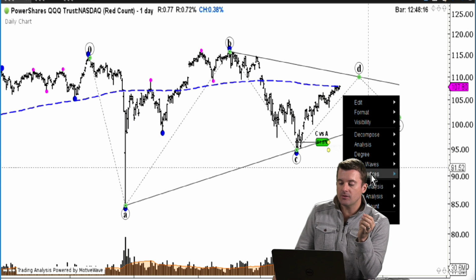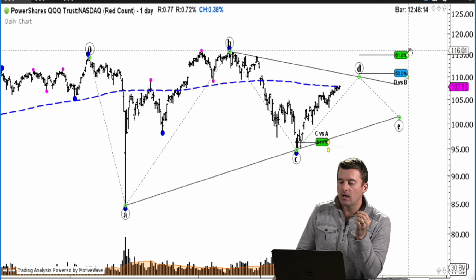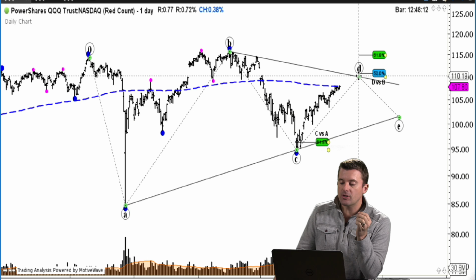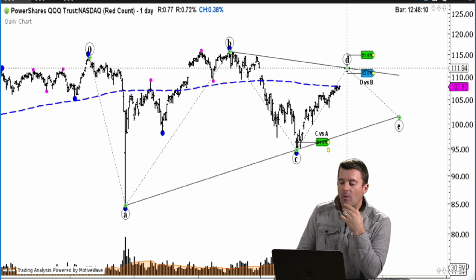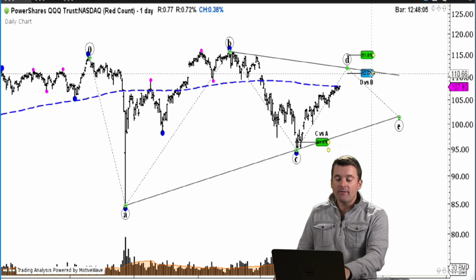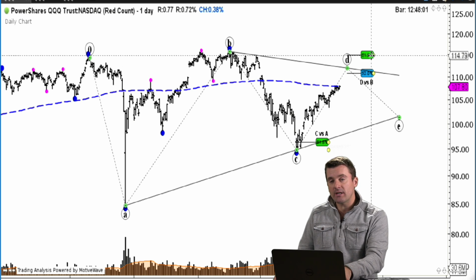So ratio analysis, D and B, 618 is going to be just a bit higher into about 115. That's going to be a key zone. Okay, we have the 50% just below at 110 as well. So 110 to 114 is going to be key.